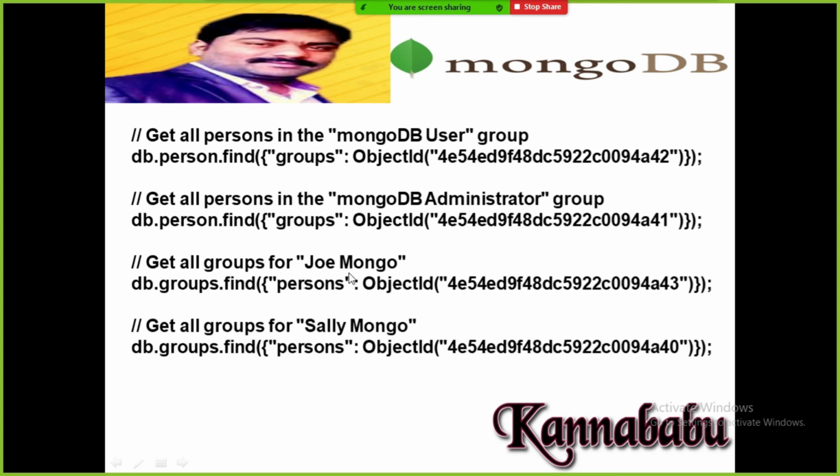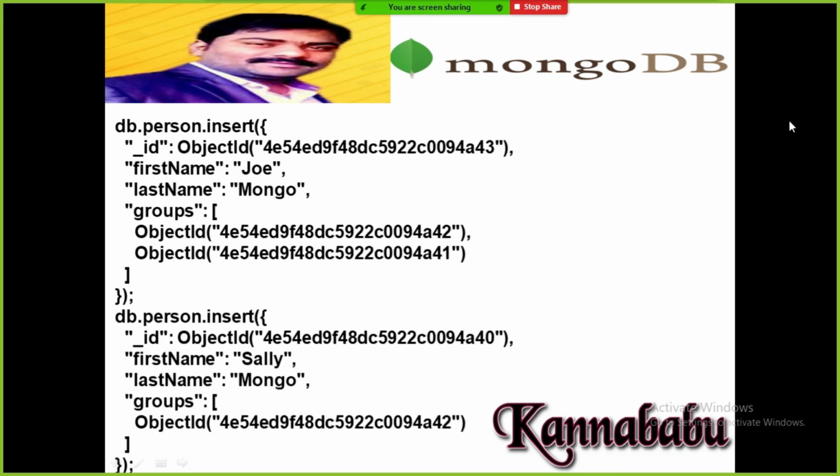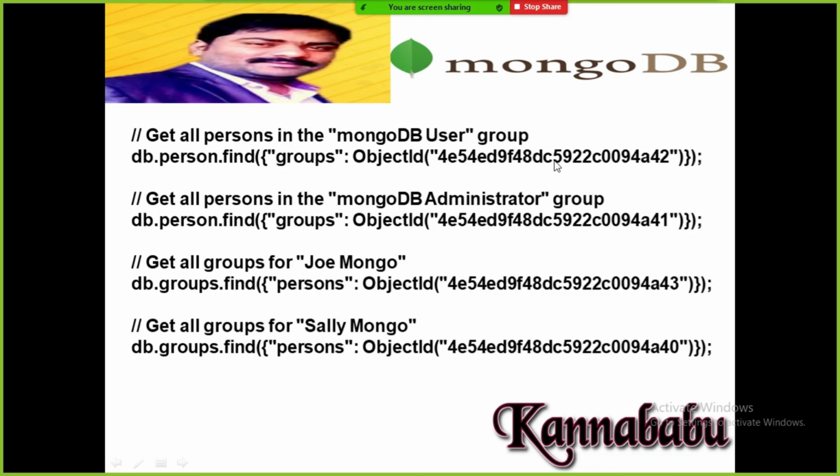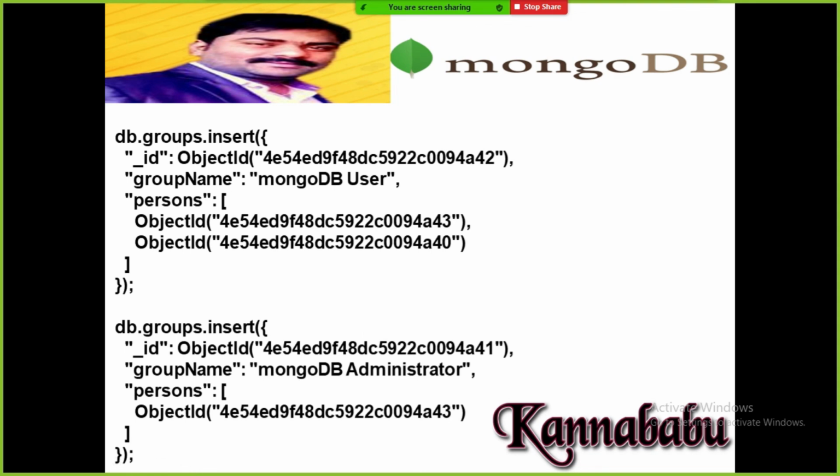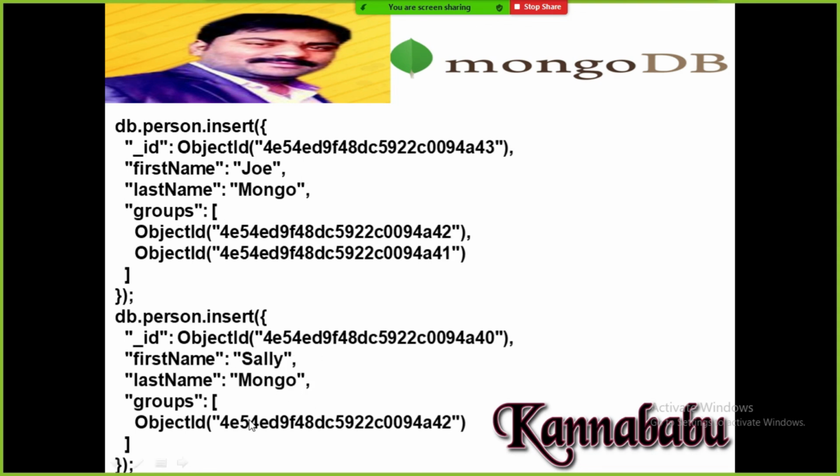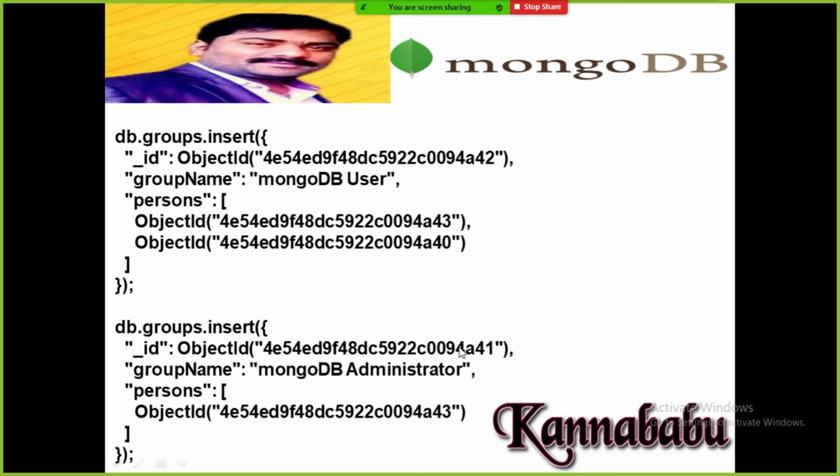Get all the groups for Joe. Display the group names that were registered by Joe. As Joe is registered in both the groups, this is the query: db.groups.find of persons colon object ID. Joe's ID you can give. This 43 is Joe's ID, I think. Yes. So it will display both the groups, the MongoDB user group and the MongoDB administrator group. Get all the groups of Sally. Sally is registered for which group? 42. 42 means MongoDB user, Sally's group.